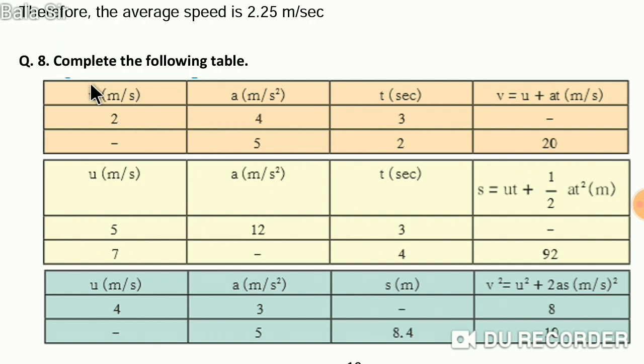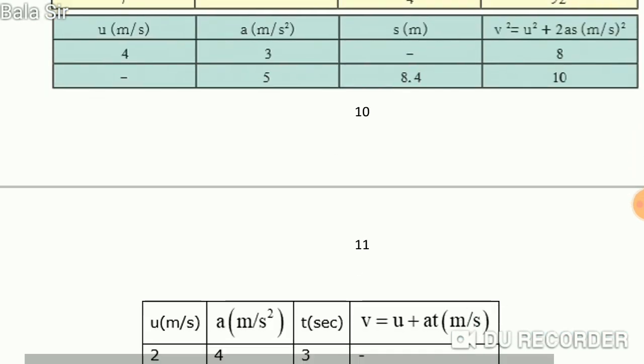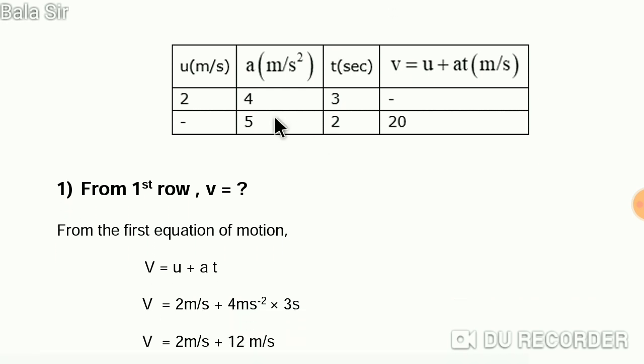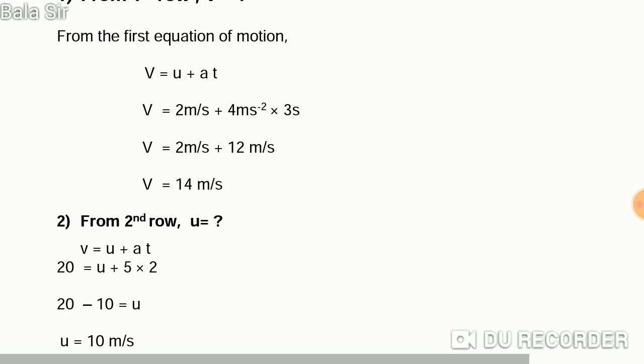So the first box I have taken it down to solve, and from the first row, from the first equation of motion, what is given here? V is equal to U plus AT. I written in V is equal to U plus AT. Your U is 2, A is 4, T is 3. So put the value. U is 2, A is 4, T is 3. So here 4 3s are 12. 2 plus 12 makes 14. So V is equal to 14 meter per second.